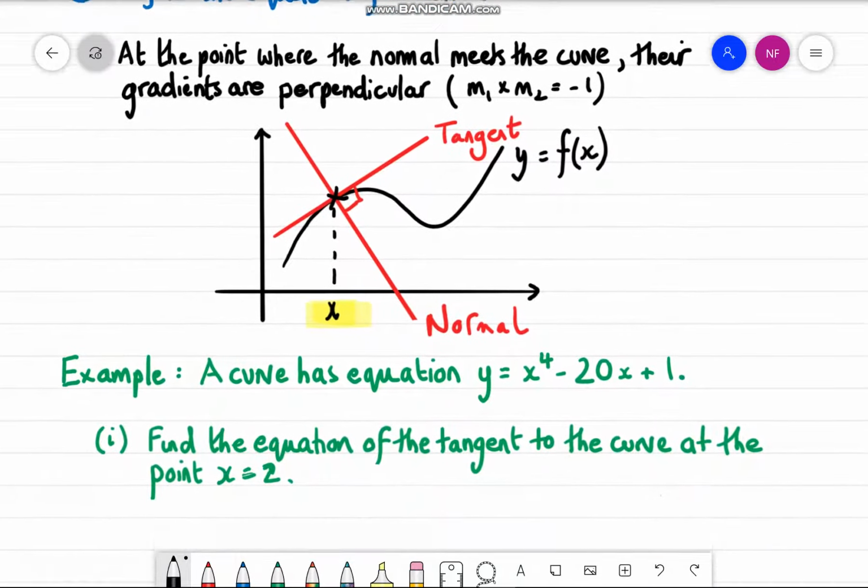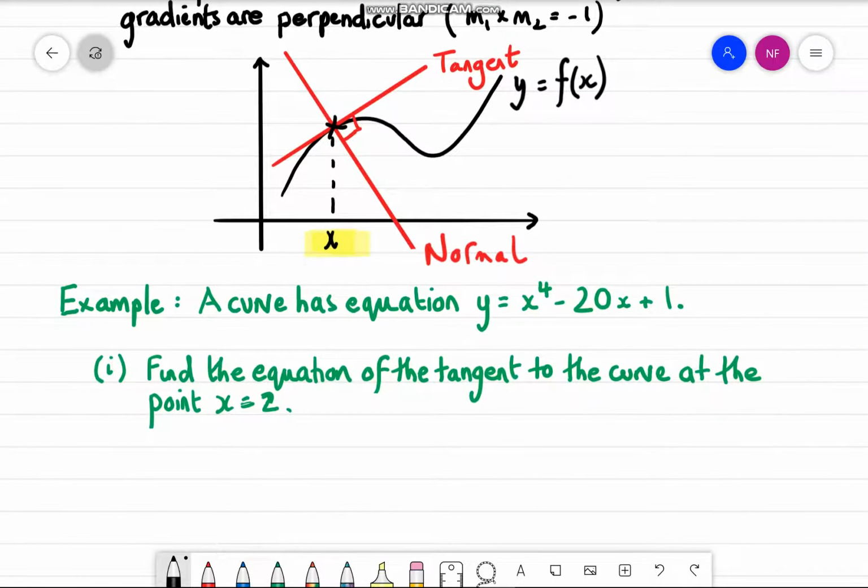We can look at a couple of questions to consolidate our understanding in tangents and normals. And this is your stereotypical question about both of them. So it tells us that a curve has equation y equals x to the power of 4 minus 20x plus 1. And it wonders what the equation of the tangent to the curve at the point x equals 2 is.